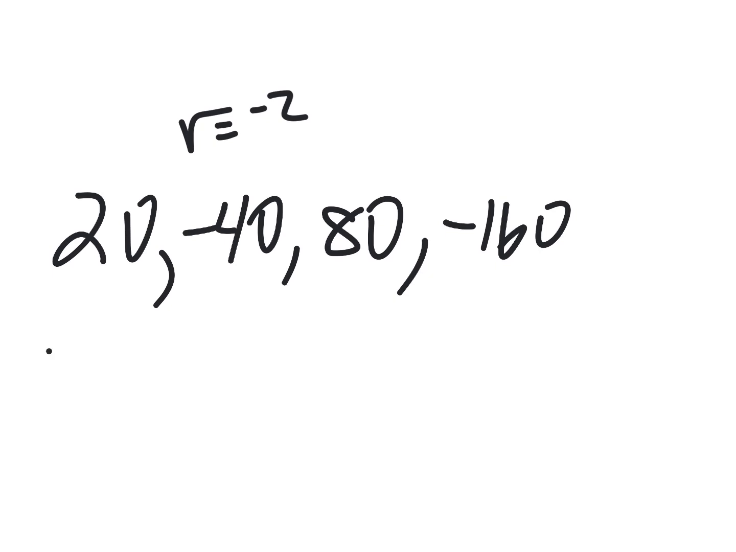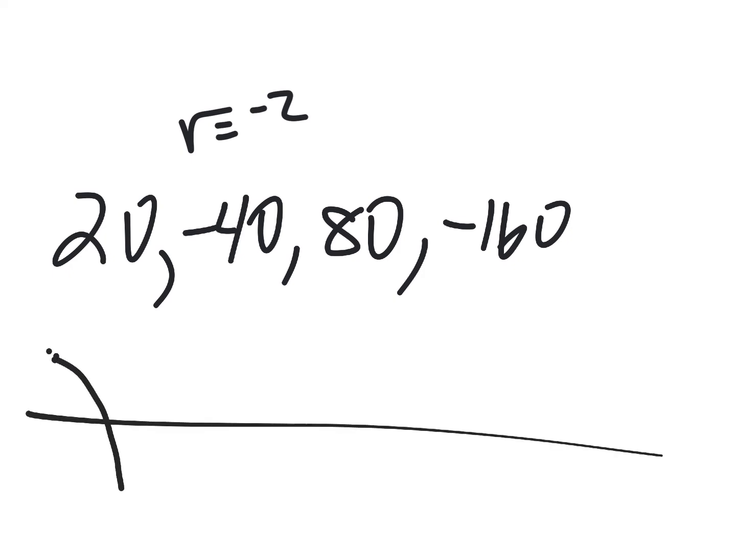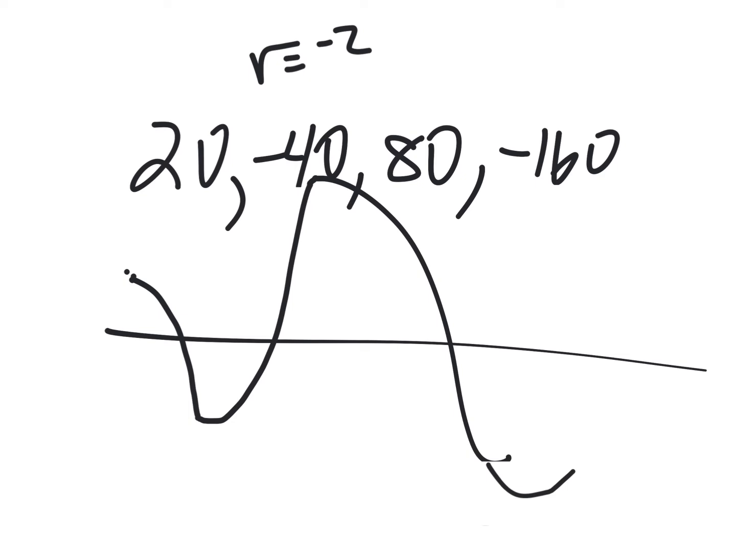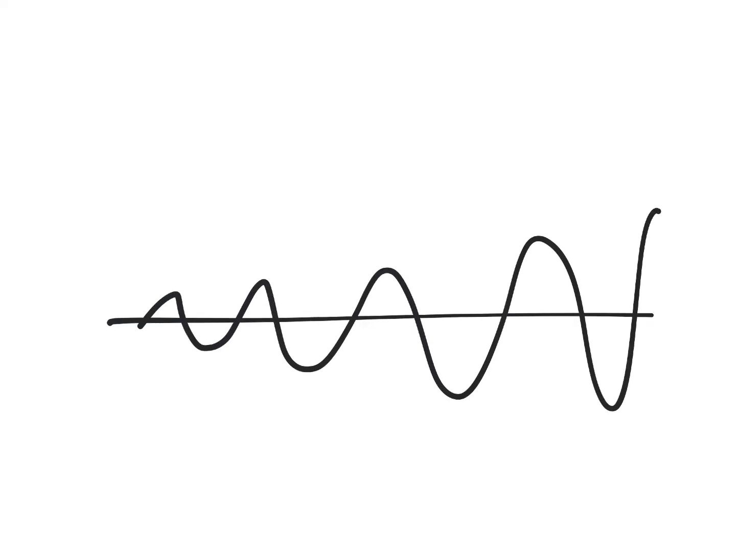Started with 20. Went down to negative 40. Went up to positive 80. Down to negative 160. It's getting further and further apart, and not like zooming in on something. It's getting further and further apart. If I want to give you a better picture, that's diverging. That kind can't add up.